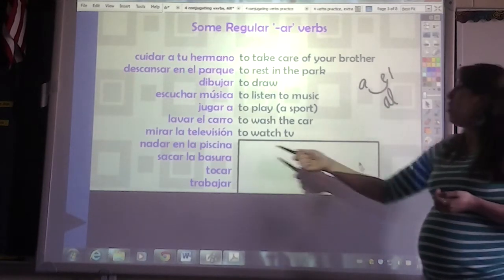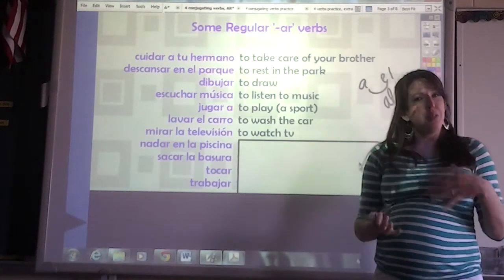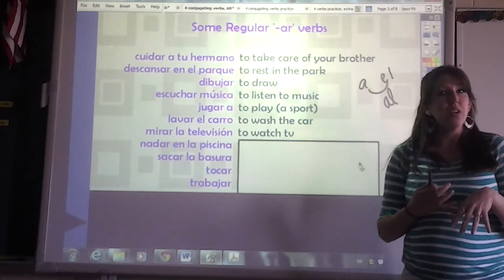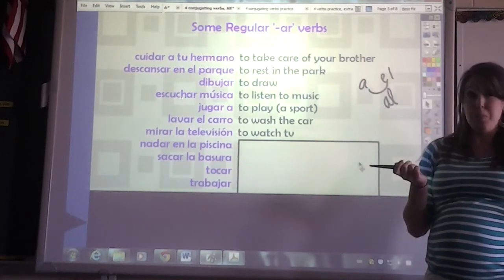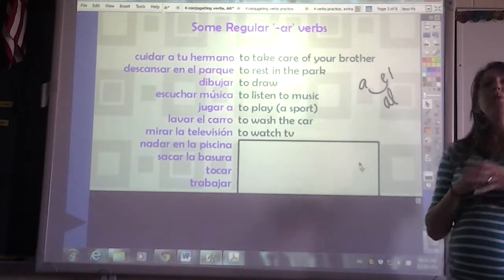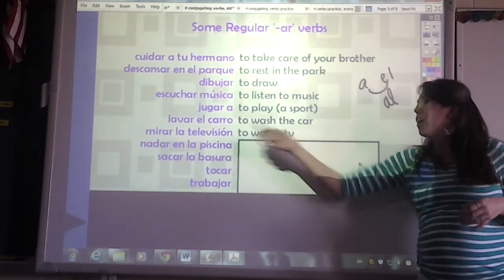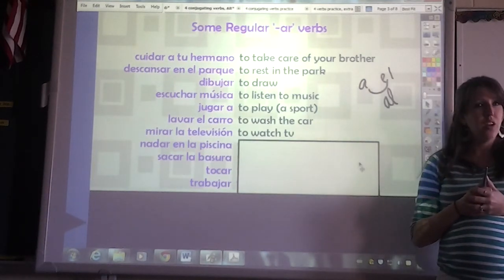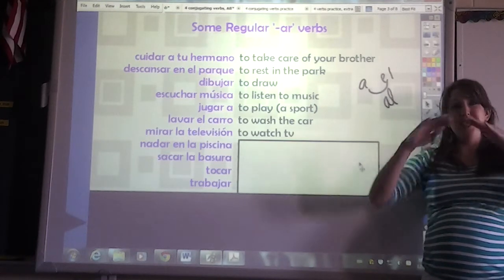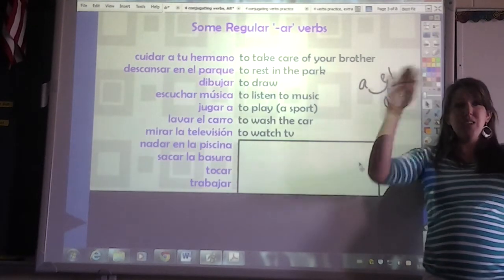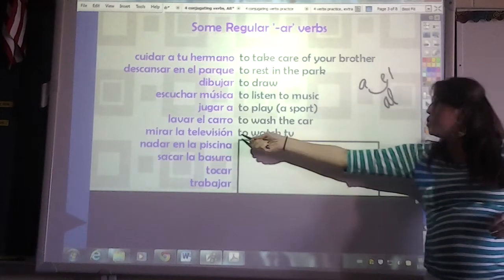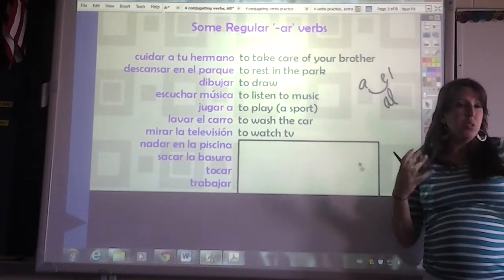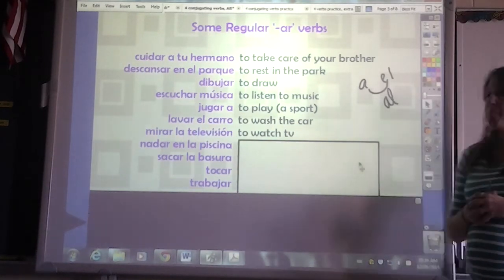Now, we learned another word for TV, but it was different. Does anyone remember what that word was? El televisor. Excelente. But what's the difference between el televisor and la televisión? Well, el televisor is the box, the actual TV set, and la televisión is like cable. It's what you actually watch. It's the programming.